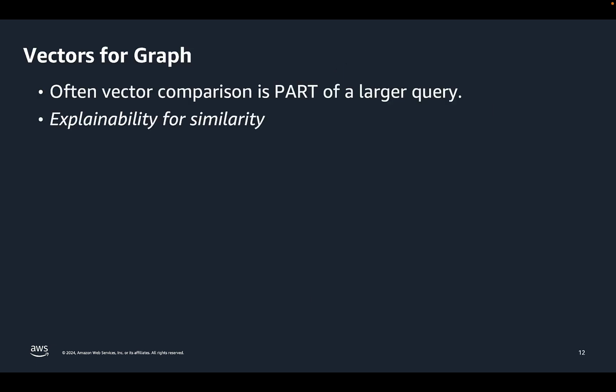Now, several databases support vectors. Where does vector search fit with graph? And really, vector comparison is often part of a larger query in a graph, where the vector comparison might be followed by a graph traversal. And it's often for the purposes of explainability for similarity.